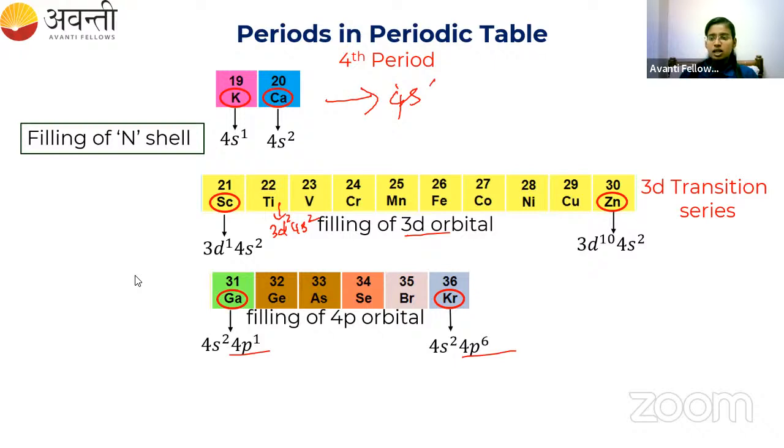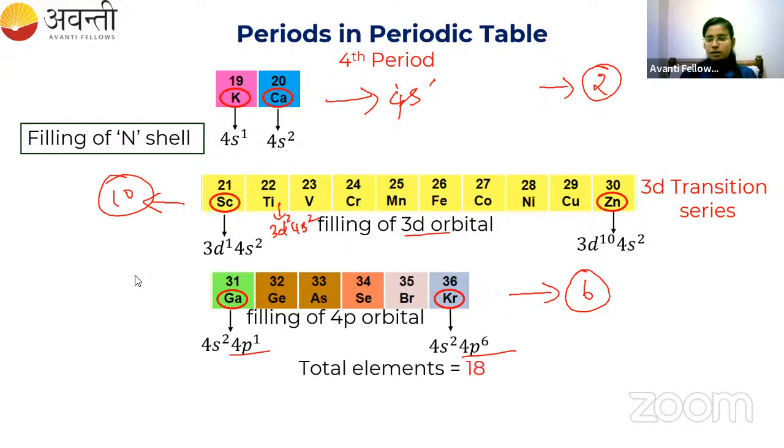Now tell me the total number of elements present in fourth period. Can you calculate? In S we have 2 elements. In D we have 10 elements. And in the P block we have 6 elements. Totally how much? Yeah, totally it is 18. So the total number of elements present in the fourth period is 18. So 2, 8, 8, 18.